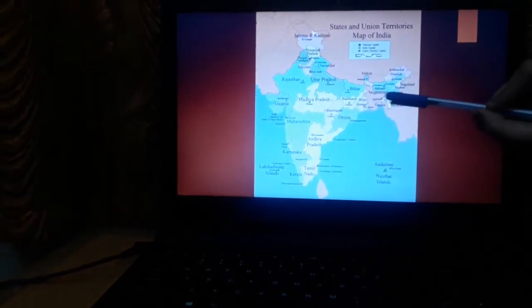Now, there is a map in front of you. I will explain you, students. This is the north direction and this is the south direction. This is east and this is west.